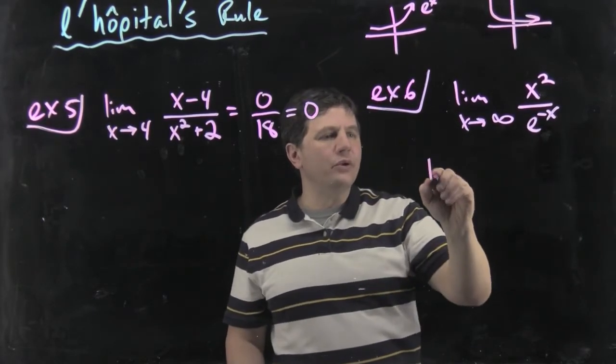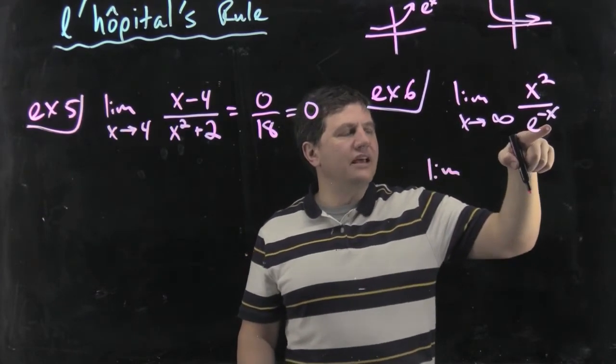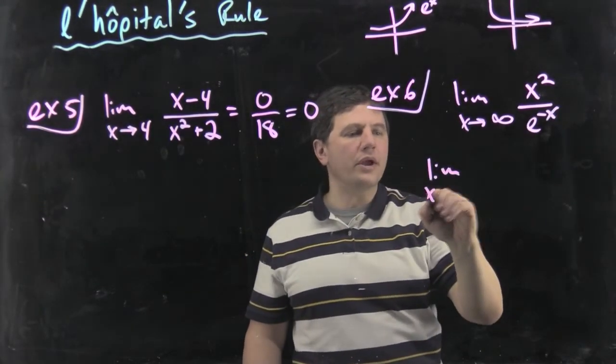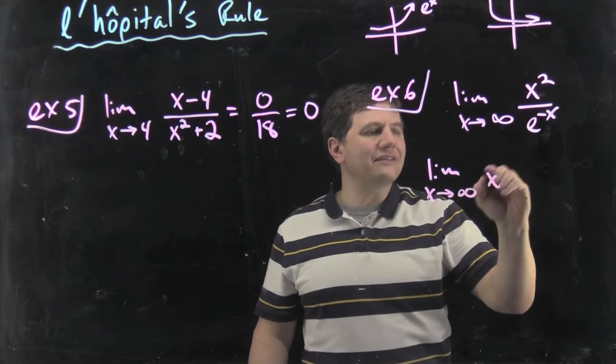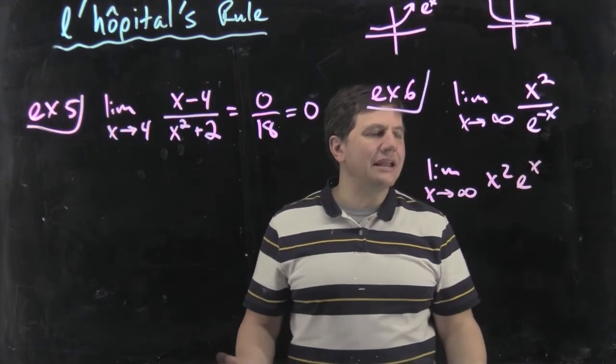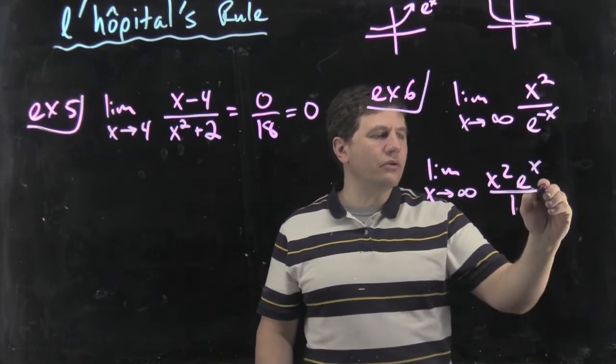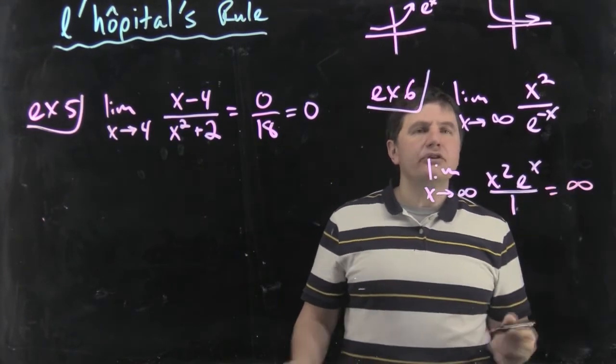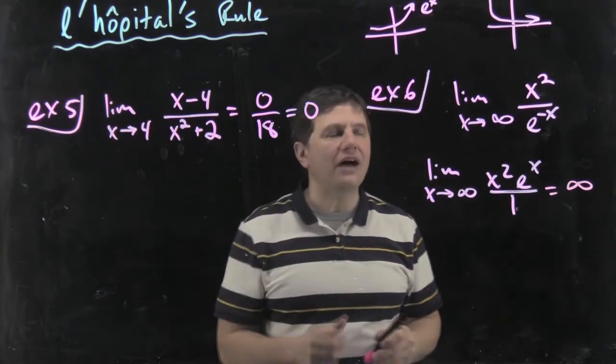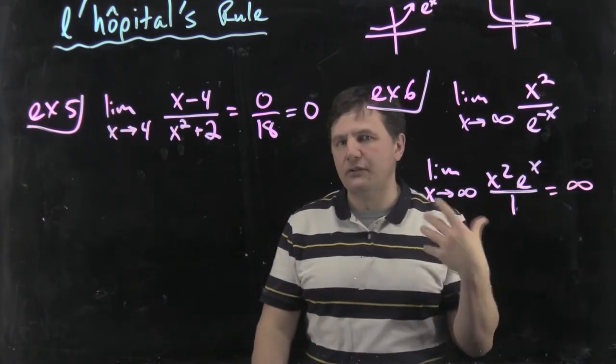Now, algebraically, we can see this a little bit better. Since it has a negative exponent, I can move it to the numerator, and I get x squared e to the x. Now, in this case, it's very clear that this is going to be infinity over 1, so that's infinity. So the moral of the story for example 5 and example 6, don't get mindless about this stuff.